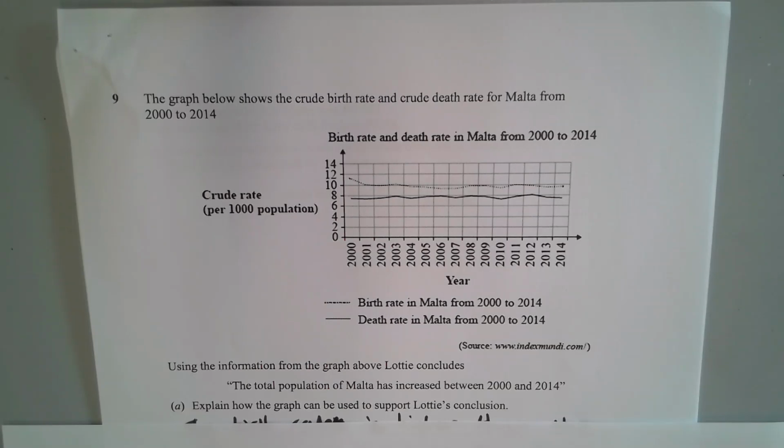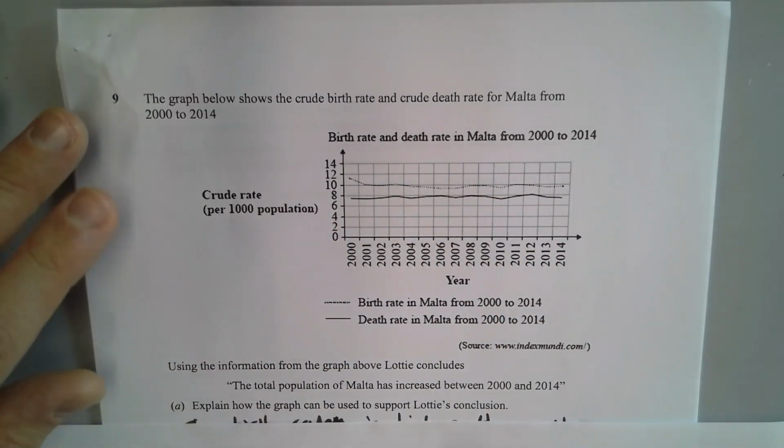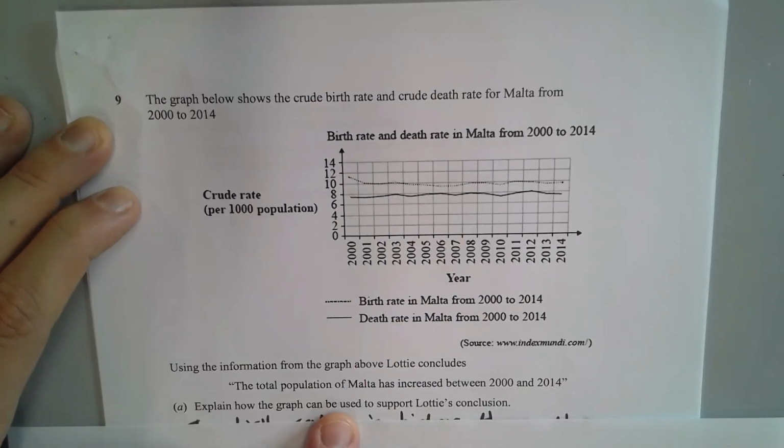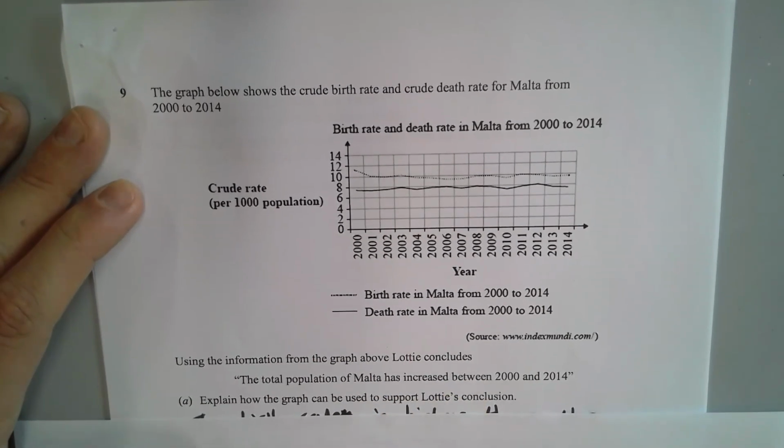Next up, we've got some birth rate and death rate comparisons for the country of Malta. So here's your graph. Now, our question was, explain how the graph can be used to support Lottie's conclusion. The total population of Malta has increased between 2000 and 2014.